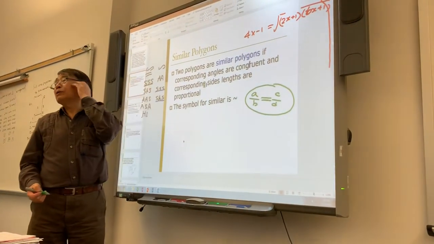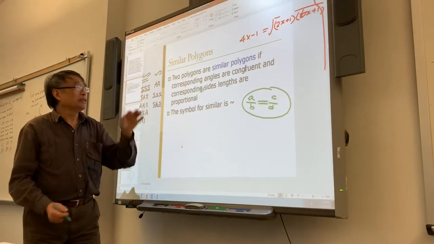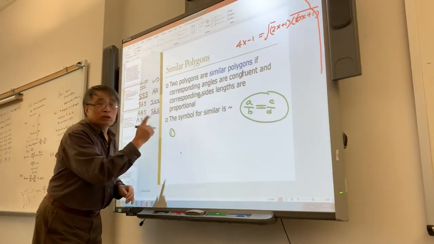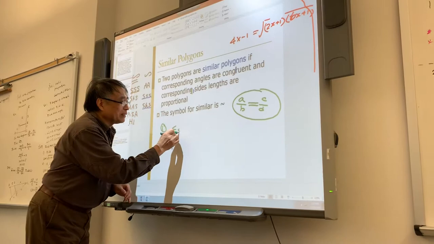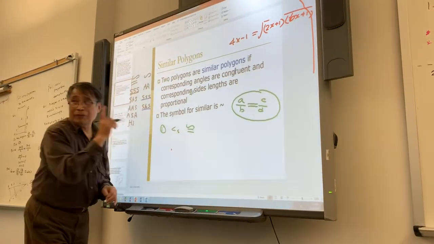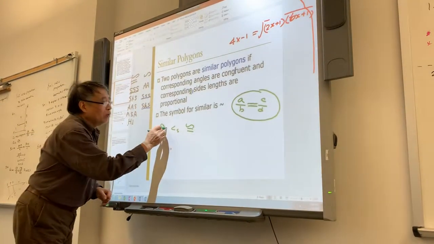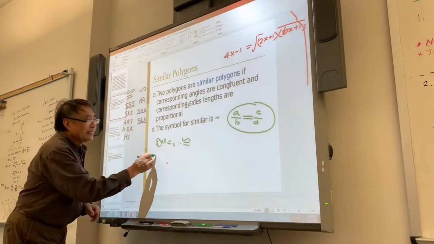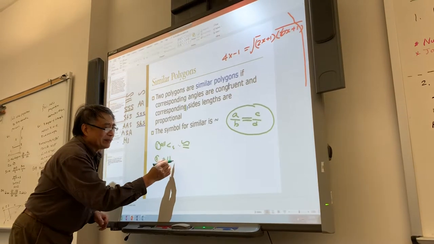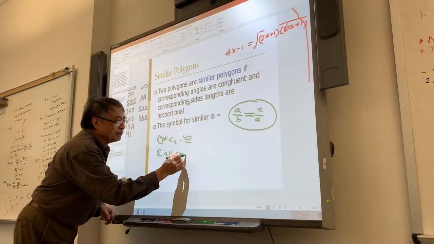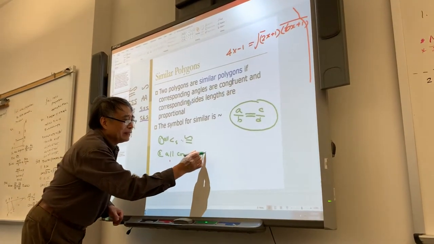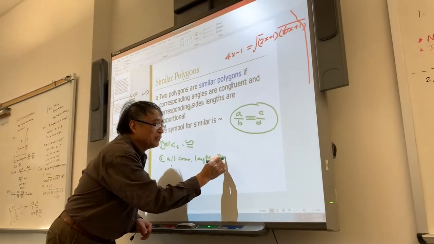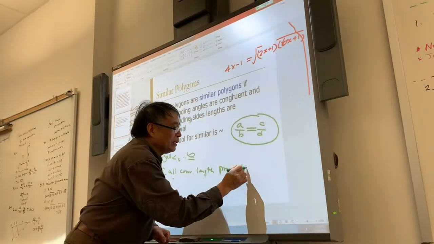What is a similar polygon? First, corresponding pairs of angles are congruent: every corresponding angle must be congruent. Second, all corresponding lengths are proportional. What does proportional mean? The ratio is the same.